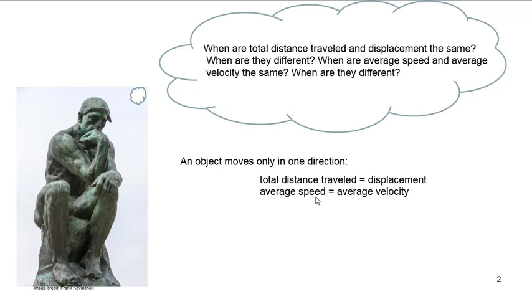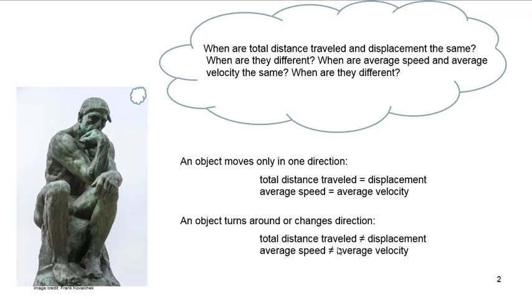And the average speed, that's the one we're used to thinking about, how fast something's going, is equal to the average velocity. Remember, velocity and speed are related, but velocity takes into account direction. If your object doesn't change direction, these two things are the same. If an object turns around or changes direction at all, now the total distance traveled will not be the same as the displacement, and the average speed will not be the same as the average velocity.